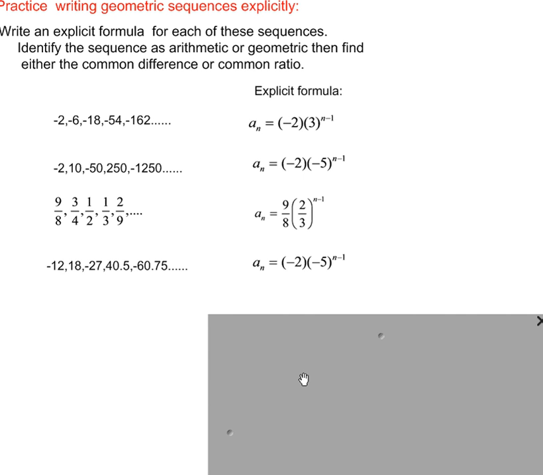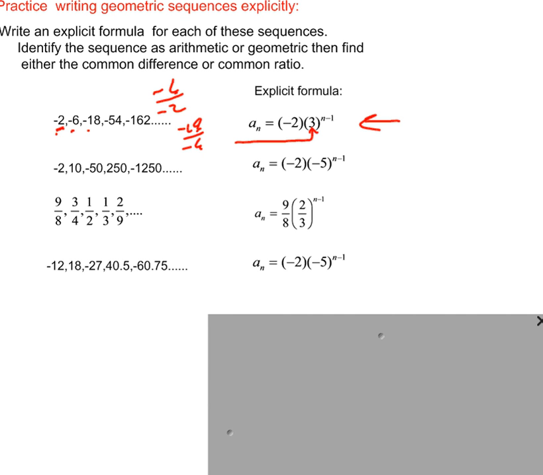So let's look at the first one. We can see that negative 6 minus negative 2, negative 18 minus negative 6, so it's not going up or down by the same amount, but if we look at negative 6 over negative 2 or negative 18 over negative 6, we see that there is a common ratio of 3. It starts with negative 2, so that's going to be our sequence.